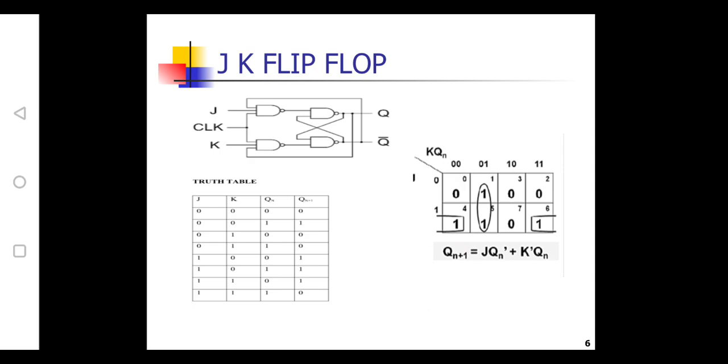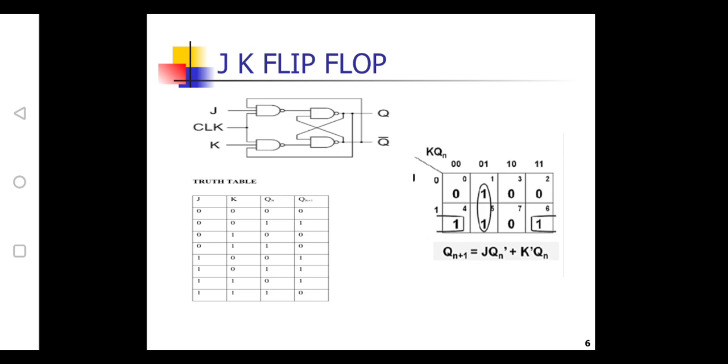If it is 1, 0, which is nothing but a set state, irrespective of the previous value, the output will be 1. There will be a change in the last two cases, when J and K are equal to 1. In case of an SR flip-flop, it is an invalid or indeterminate state, but because of a feedback path, the output is continuously changing between 0 and 1. Such a condition is called a toggle condition.